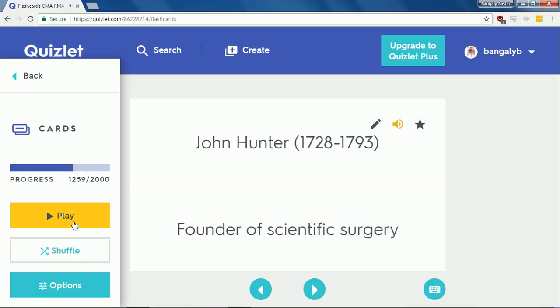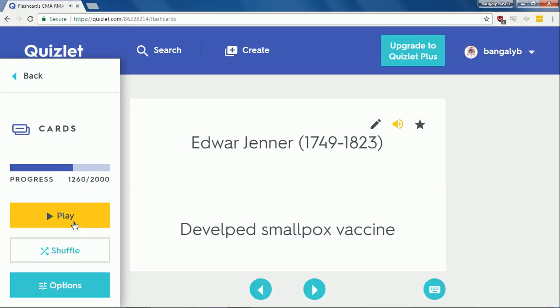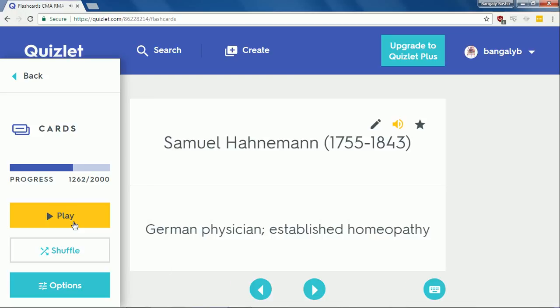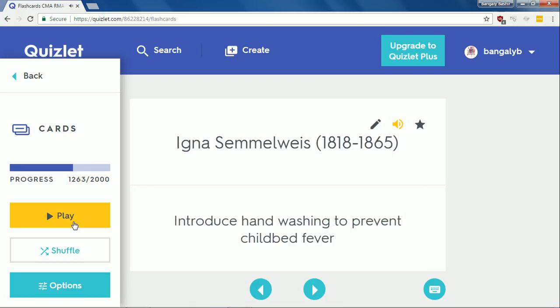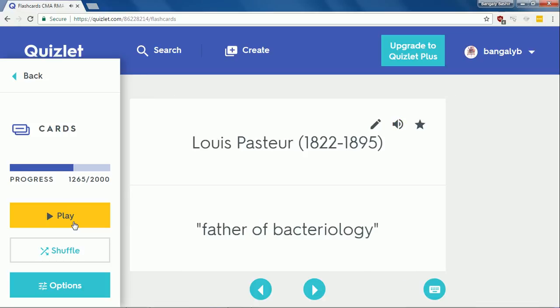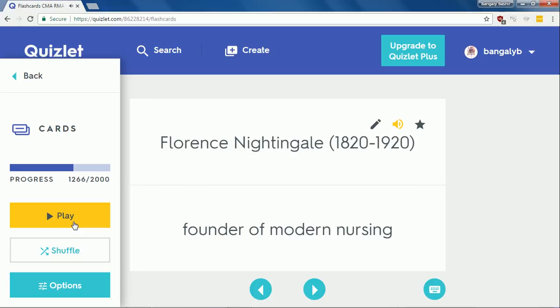John Hunter, founder of scientific surgery. Edward Jenner, developed smallpox vaccine. Ian Linick, invented the stethoscope. Samuel Hahnemann, German physician, established homeopathy. Ignaz Semmelweis, introduced hand washing to prevent childbed fever. W.T.G. Morton, U.S. physician, introduced ether as anesthetic. Louis Pasteur, father of bacteriology. Florence Nightingale, founder of modern nursing.